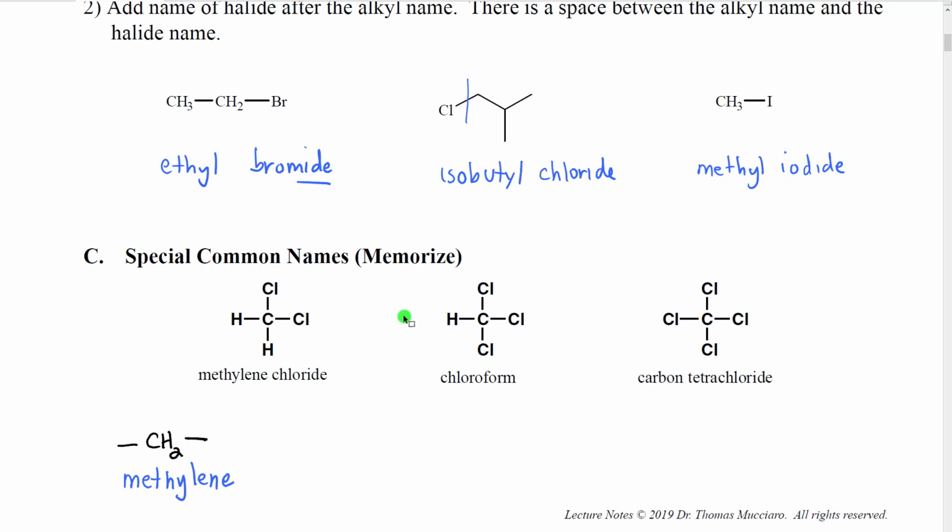The next one is this substance where now we have a single carbon with three chlorines attached. This is called chloroform. Finally, we have a carbon group with four chlorines attached. This is carbon tetrachloride, 4-chloride. There are analogous common names for all of the halogens. For example, if I had two bromines, this would be called methylene bromide. If I had three iodines instead of the chlorines, it would be called iodoform, and so forth.